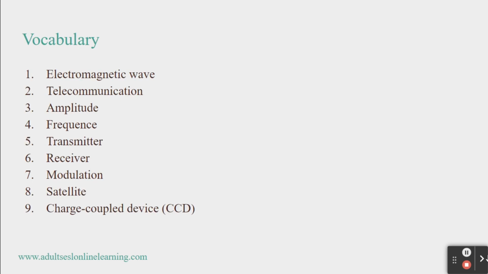Vocabulary. Number 1, electromagnetic wave. Number 2, telecommunication. Number 3, amplitude. Number 4, frequency. 5, transmitter. Number 6, receiver. Number 7, modulation. Number 8, satellite. Number 9, charge coupled device, CCD.